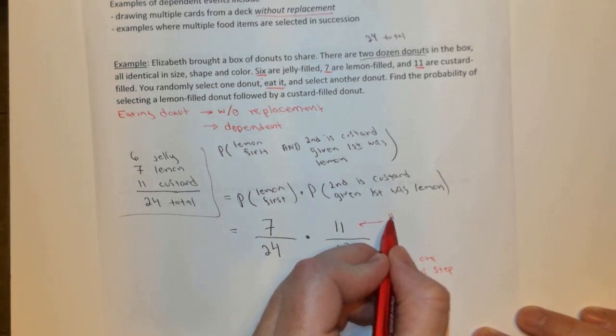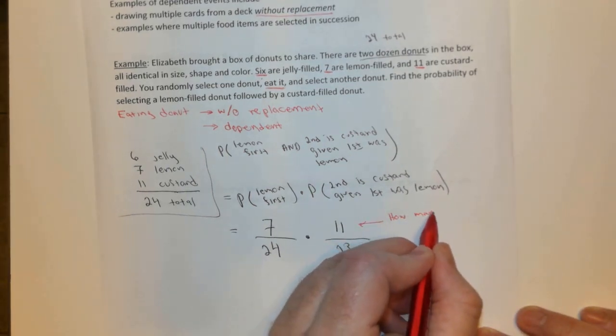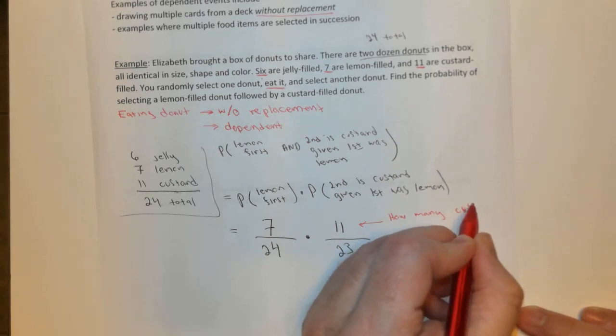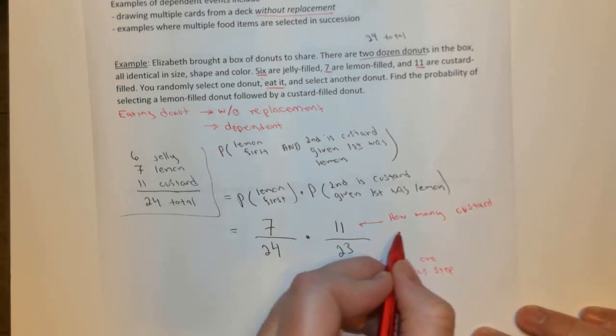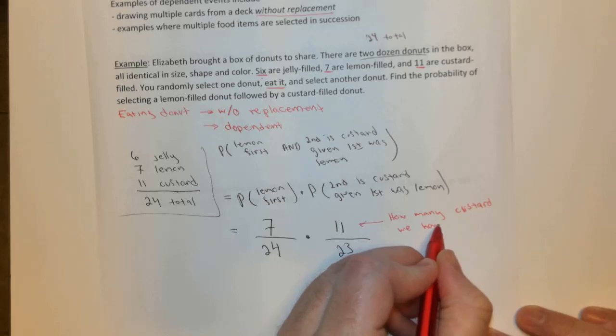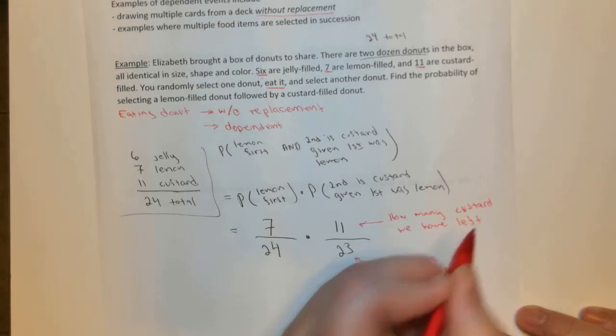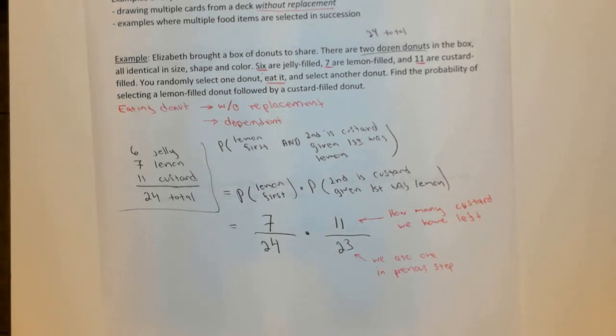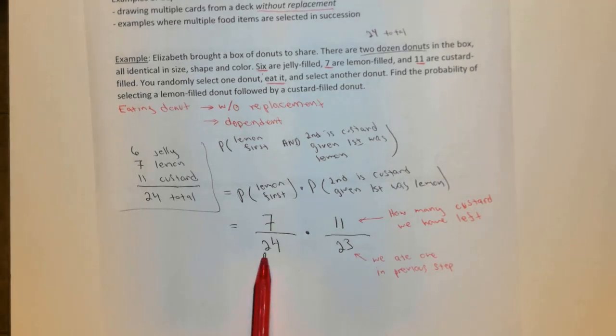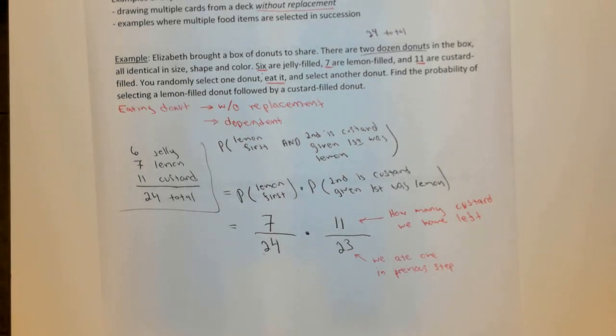This is how many custard we have left. And I say that because in the homework, if it was probability the first is a lemon and the second is lemon, well, we only had 7 to begin with. We ate 1, we would have 6. And they do that as well.